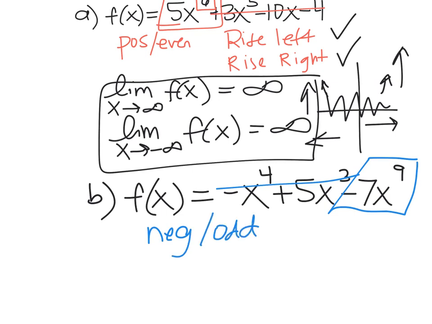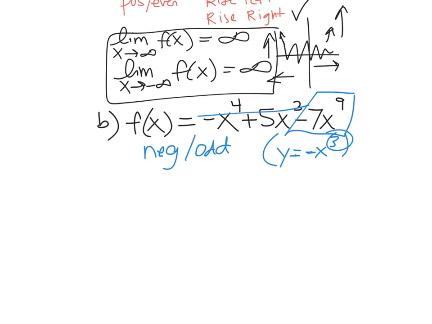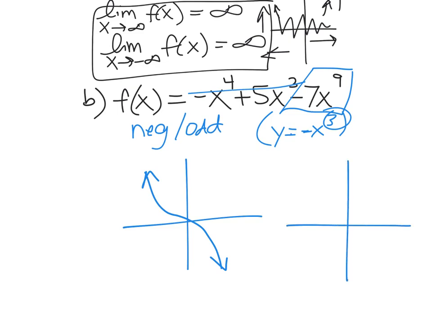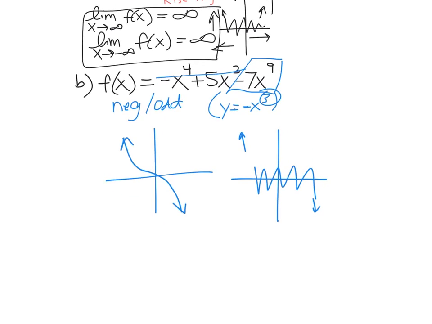And so you can go to your chart, or you can just think about y equals negative x cubed. That is a negative with an odd degree. They're all going to look the same at the end. You know how a negative x cubed looks, right? It looks like this. Well, this negative 7x to the 9th is going to do the same thing, but maybe do something weird in there. But the outsides are what we're really looking at. So what I would expect you to write for this answer would be rise to the left and fall to the right.